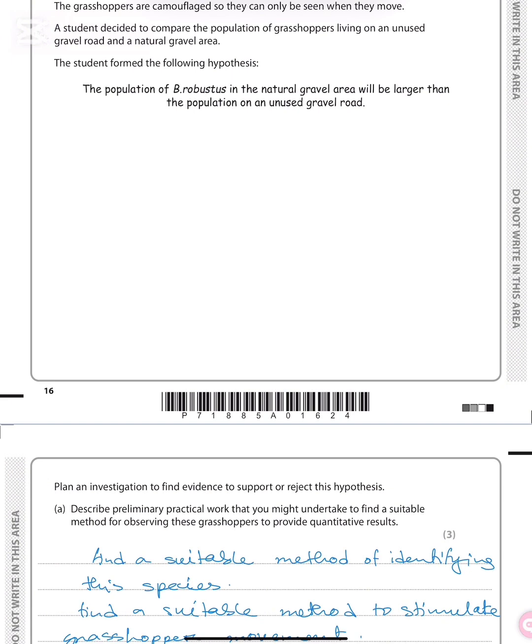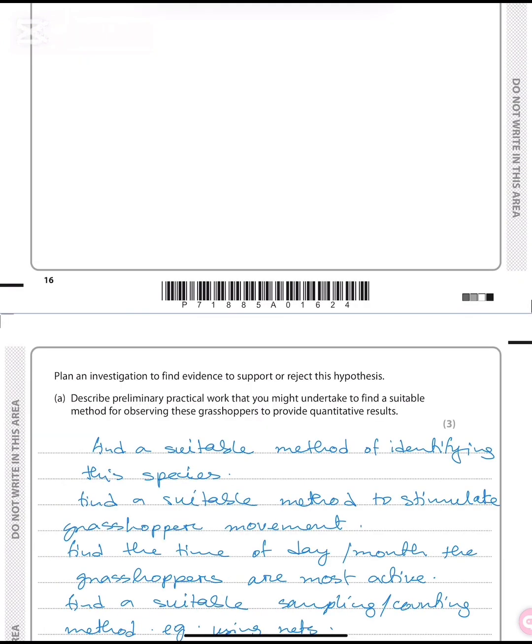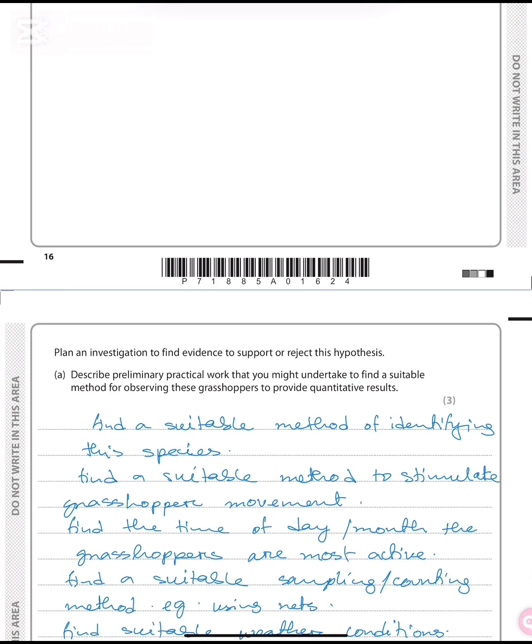Describe preliminary practical work that you might undertake to find a suitable method for observing these grasshoppers to provide quantitative results. Okay, so if we carried out the investigation, first we had to find out a suitable method of identifying this species, because there would be many other species of insects and animals around.